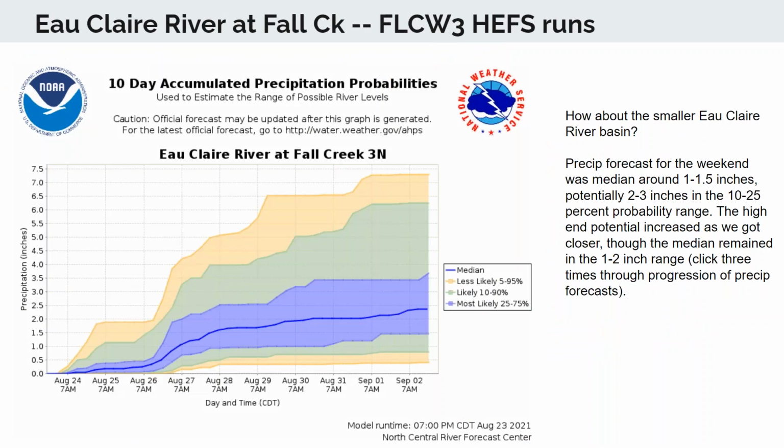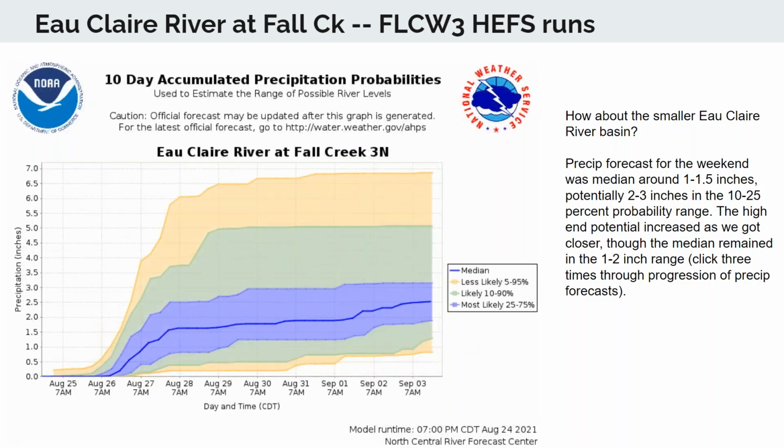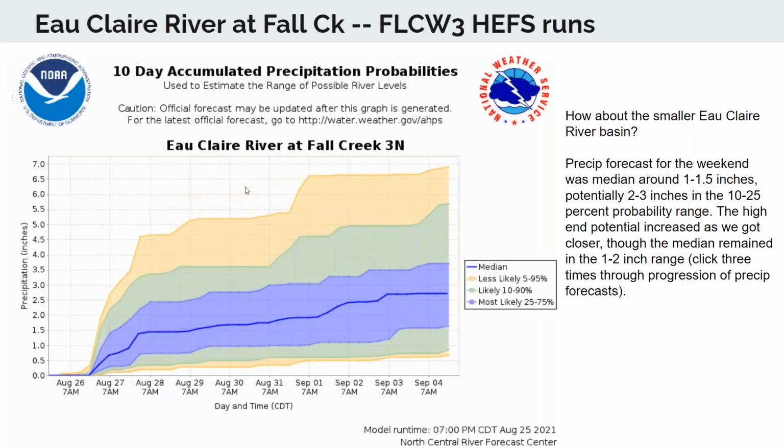And then last but not least, we're going to take a look at the Eau Claire River at Fall Creek. This is a small basin that is just southeast of the city of Eau Claire. Once again, the rainfall forecasts were all very similar. Show a couple more as we got closer. We did have some potential for some high-end rain possibilities of around 6 to 6.5 inches. But again, the median, or the most likely scenario, was going to be in the 2 to 3 inch range.